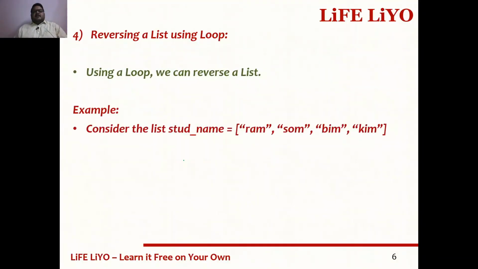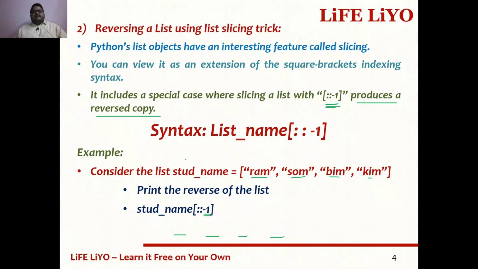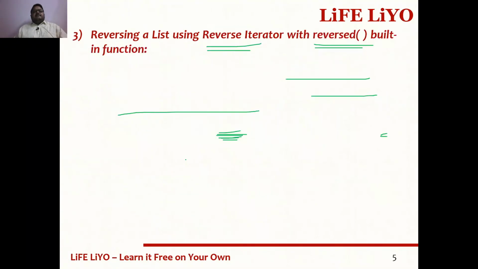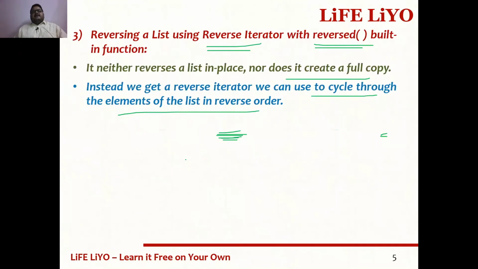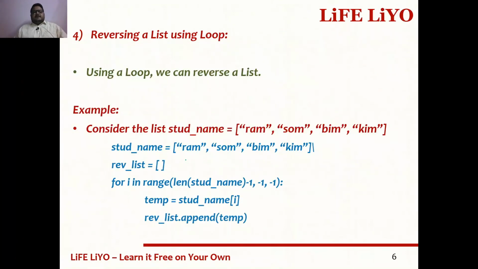So this is one of the ways. In this video I have covered the different ways of reversing a list. One is the reverse method, another is reversing using the list slicing trick, next the reverse iterator, and by using a loop. So these are the examples also.